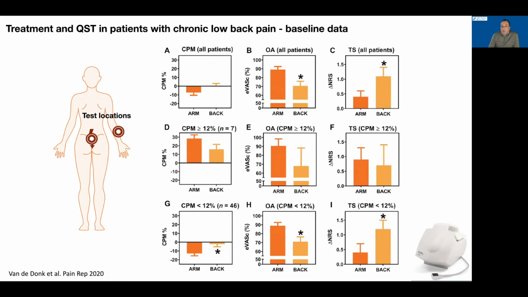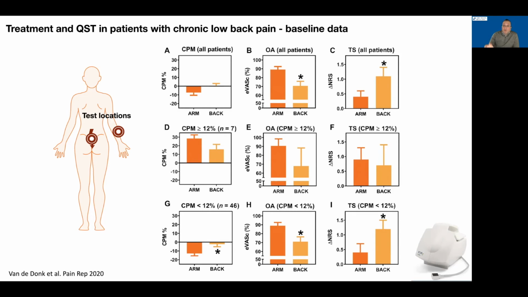Again, these are baseline data. What we observed is that CPM, again, was absent. You can see that on the left side, especially on the bottom. But what was also quite interesting, their offset analgesia, especially on the area where they perceived the most pain in their back, was abnormal. Again, as a diagnostic of neuropathic pain. So these patients really had a neuropathic component.